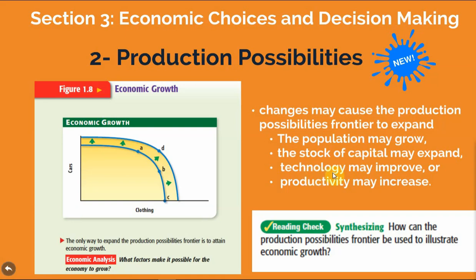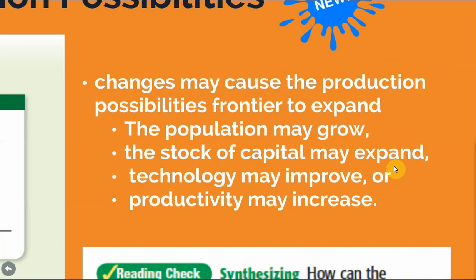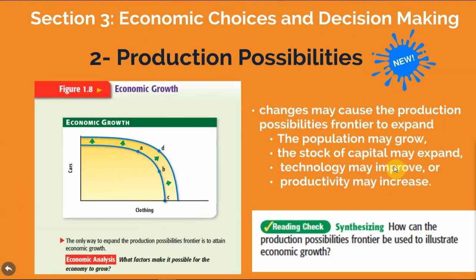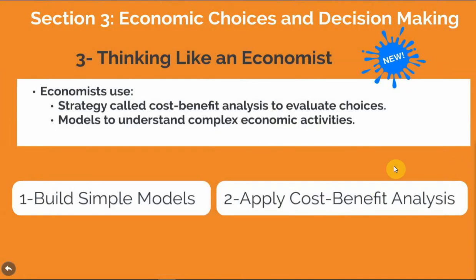The other cause is technology. Technology will also improve the boundary of those production possibility frontiers, because if you have a new technology, instead of producing 50 furniture per day, now with the new equipment, you can produce 100 furniture per day.